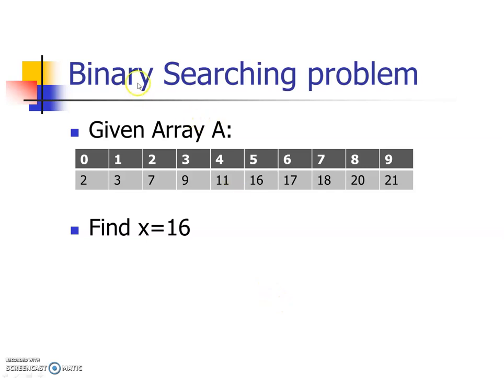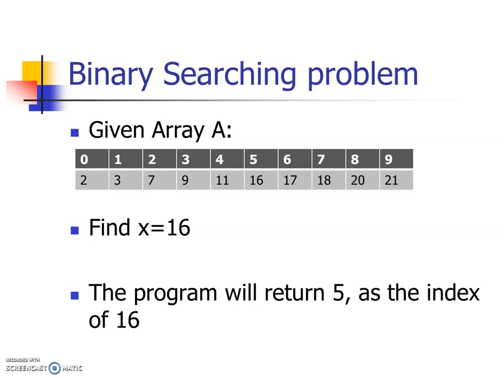Say we have a binary search problem. Now, the array is still an array with 10 elements. The only difference is that they are sorted now. So the elements are 2, 3, 7, 9, 11, 16, 17, 18, 20, and 21, and the x that we want to find is 16. So how do we do that?